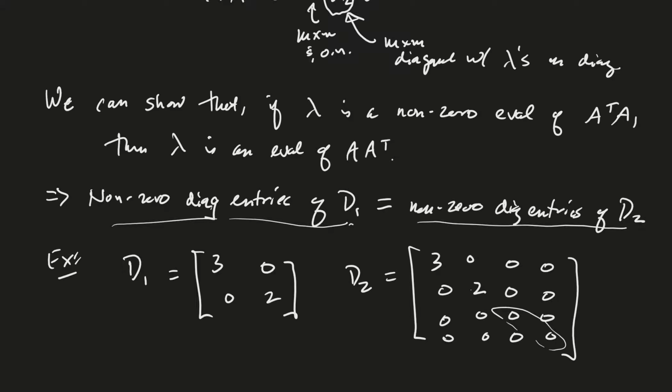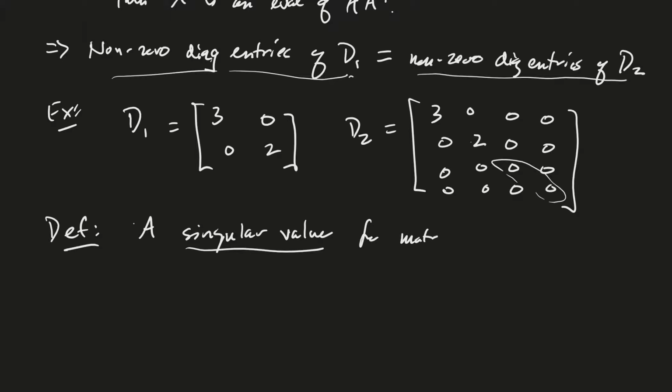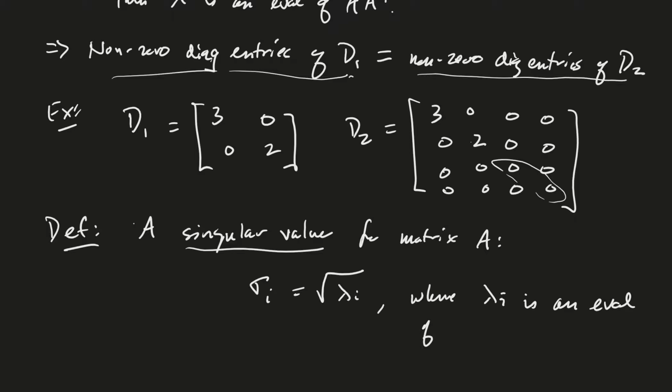Okay. So what we're getting at is the following definition. Definition. A singular value for matrix A is defined to be sigma i, which is the square root of lambda i, where lambda i is an eigenvalue of either A A transpose or A transpose A. It doesn't matter, right? Because they're either equal to each other or it's 0. Good. And so these are the singular values. The singular values, the sigma i, are the square root of the eigenvalues.